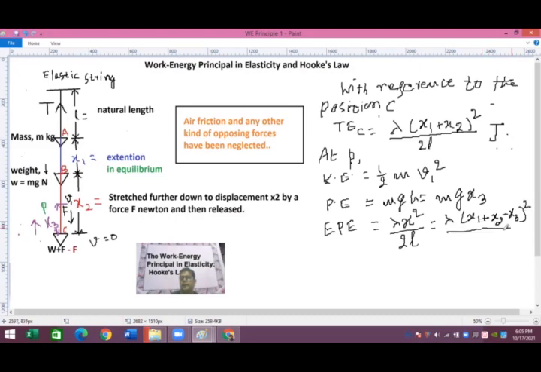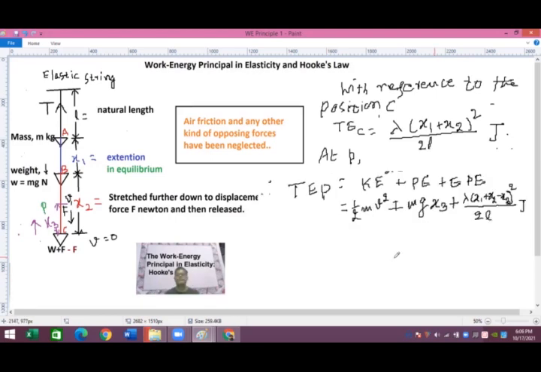And then as there is a square, you can square it and divide it by 2 times the original length, and therefore the total energy TE at P is the sum of kinetic energy K, potential energy P, and then elastic potential energy, that is EPE. You should remember the short forms, and then you put all these values. So we talk about the total sum of energy at position C as well as at position P with reference to the position C.